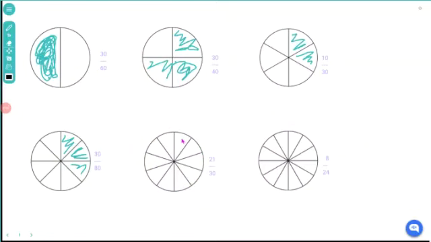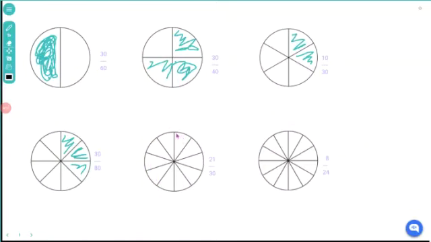But let's just check. That's correct. So we go 3, 6, 9, 12, 15, 18, 21, 24, 27, 30. So that's right. 3 represents each part. So it says we have to shade in 21. So let's count in our 3's again and shade in each part as we go along. Okay, are you ready? Let's go.